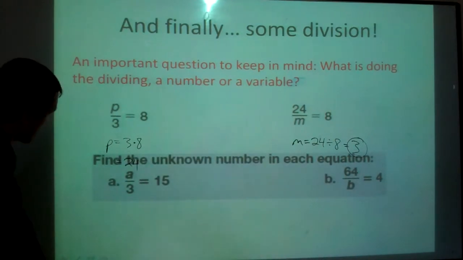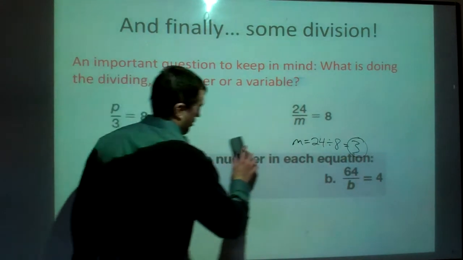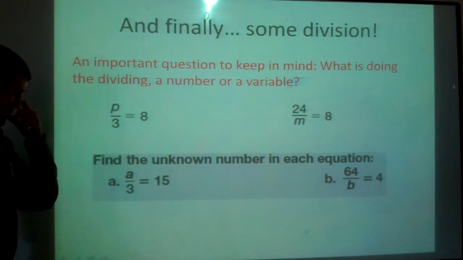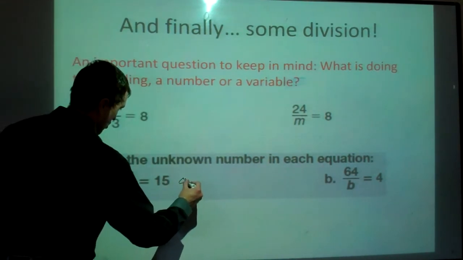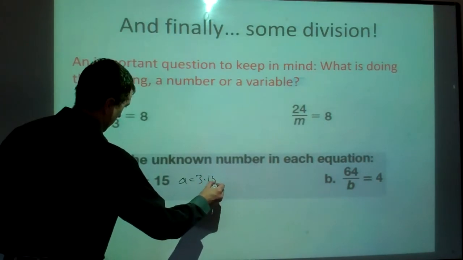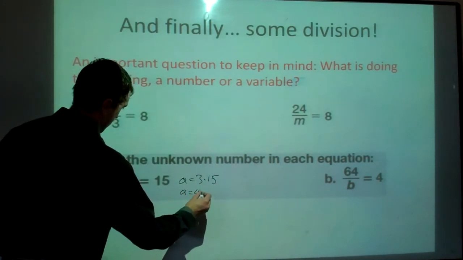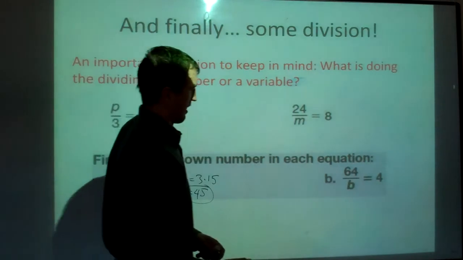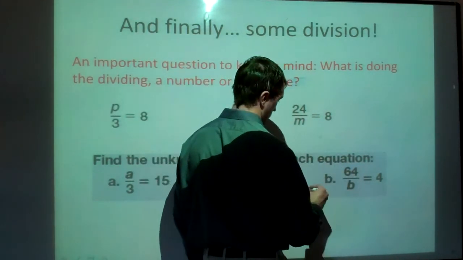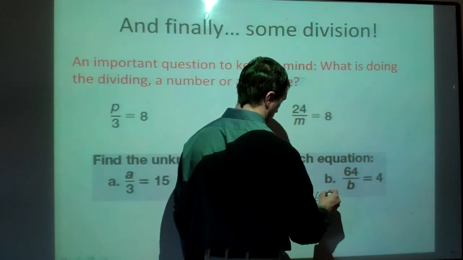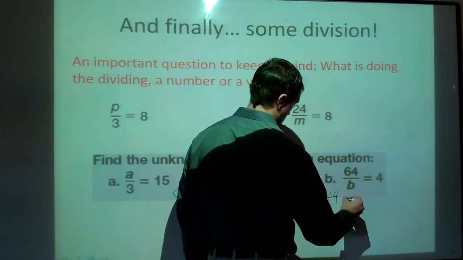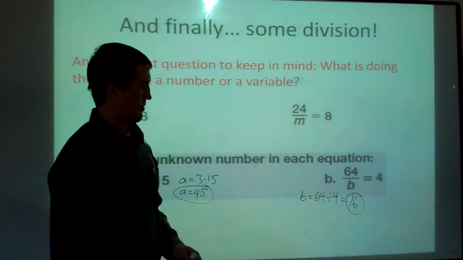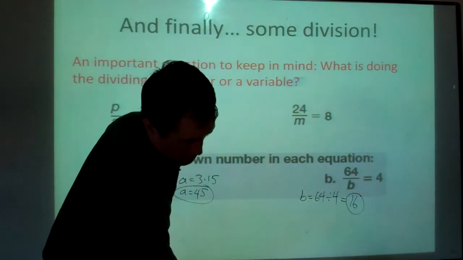So, these ones are similar to the two above. A divided by 3 equals 15. Well, here we will say A equals 3 times 15. Or A equals 45. Since it's just like this one. And our last one here is just like this one. And we'll do B equals 64 divided by 4. Which is 16. And 64 divided by 16 should give us the right answer.